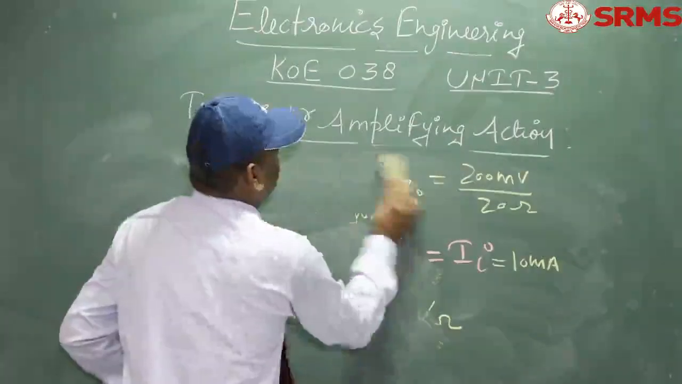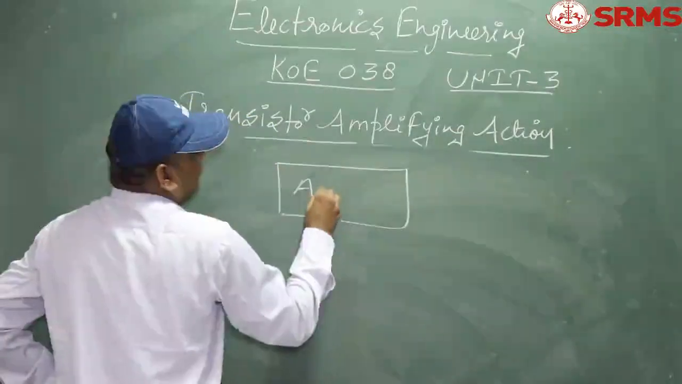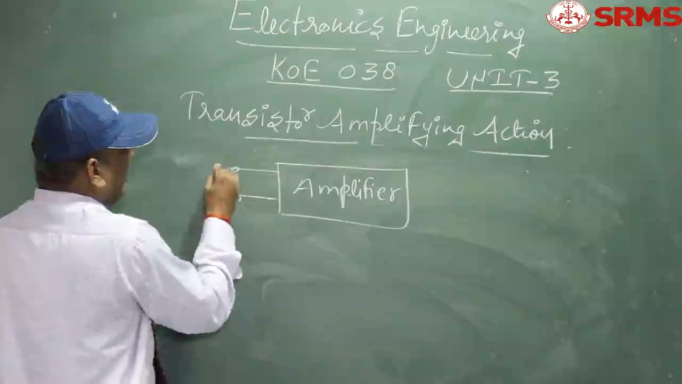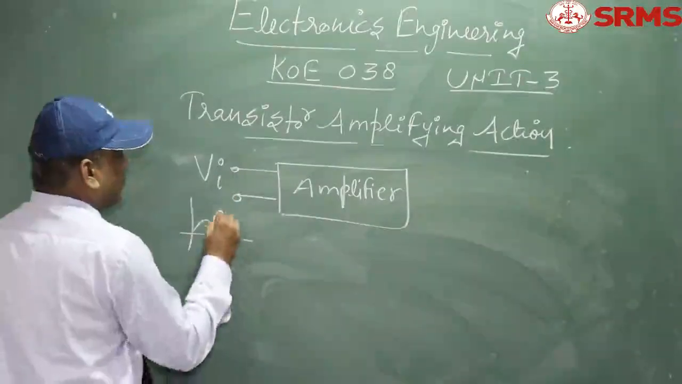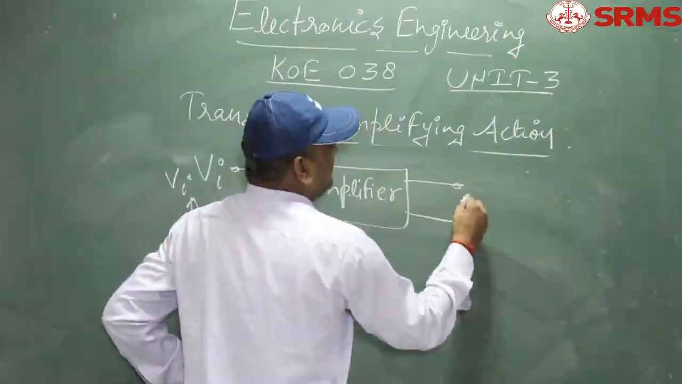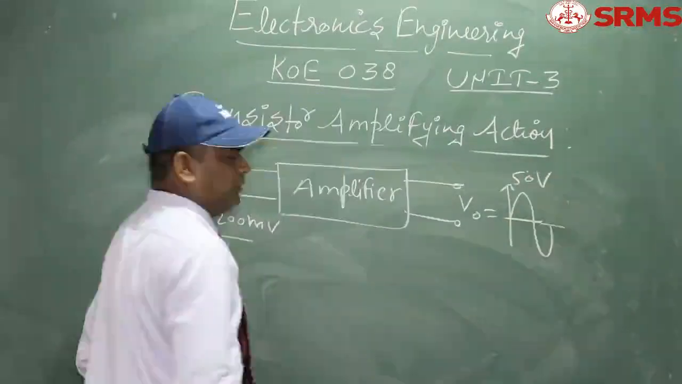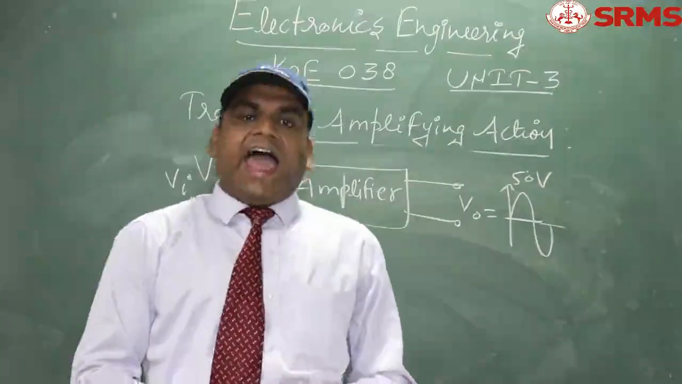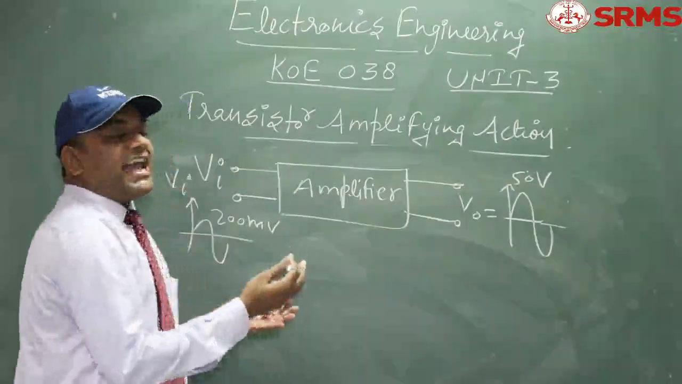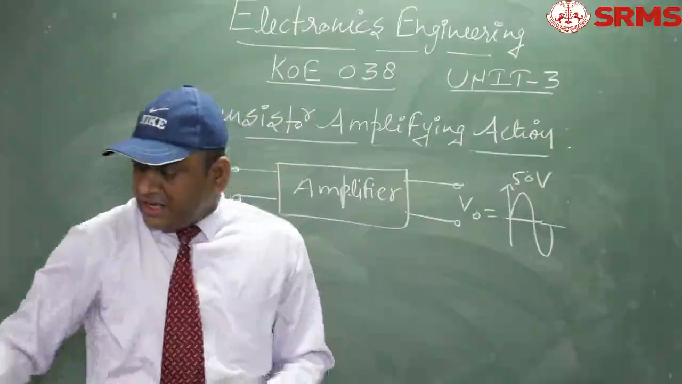Now here, we will discuss the amplifier. If this is your amplifier, and we have applied voltage VI, which is equal to 200 millivolt, what we are getting at the output terminal, VO, is equal to 50 volt. So the input signal is very weak, and with the help of the PNP transistor, as you can see, we can increase the signal strength. That means we can amplify the weak signal with the help of the PNP transistor. Is that clear? It is very simple.